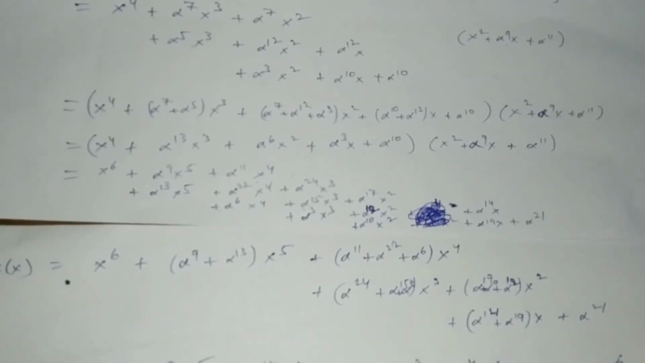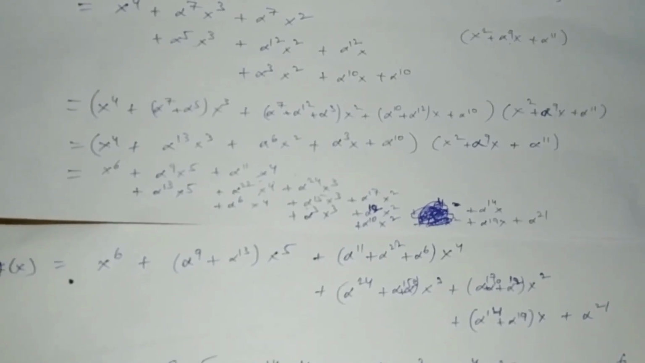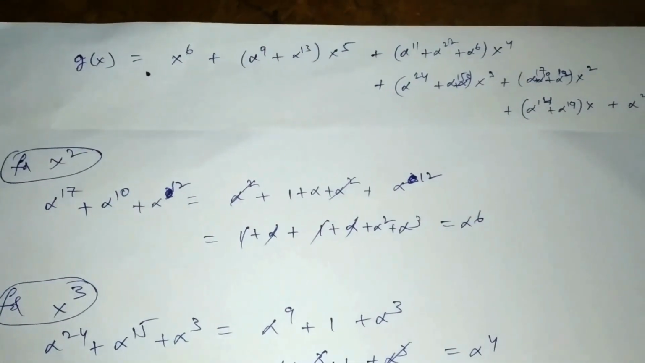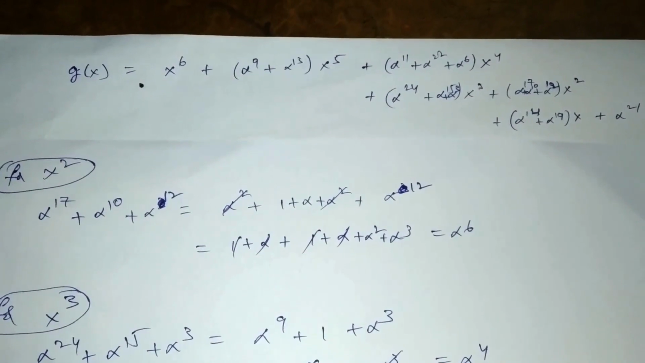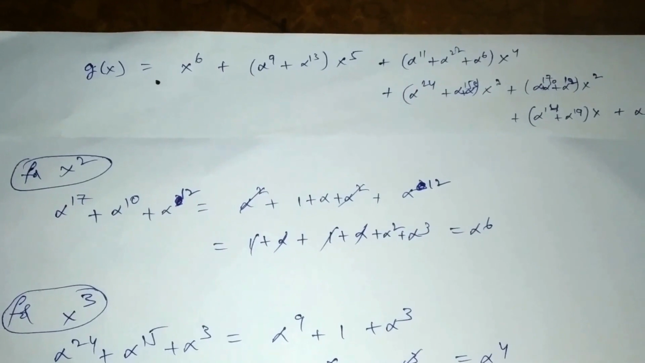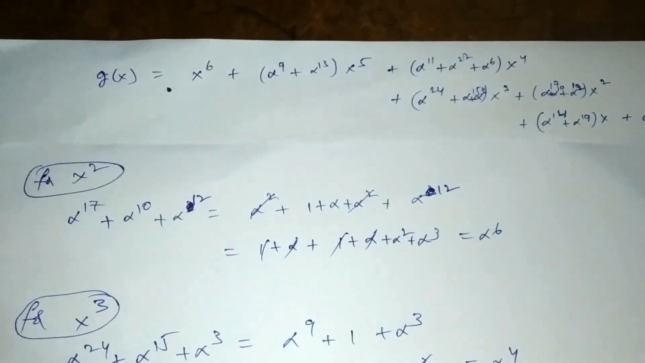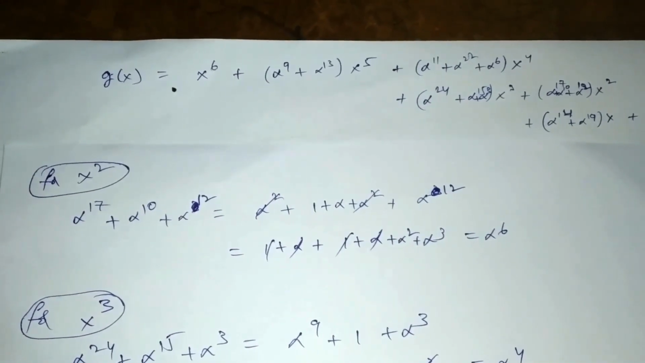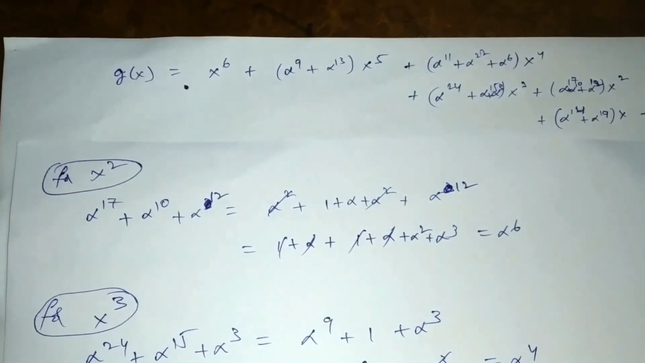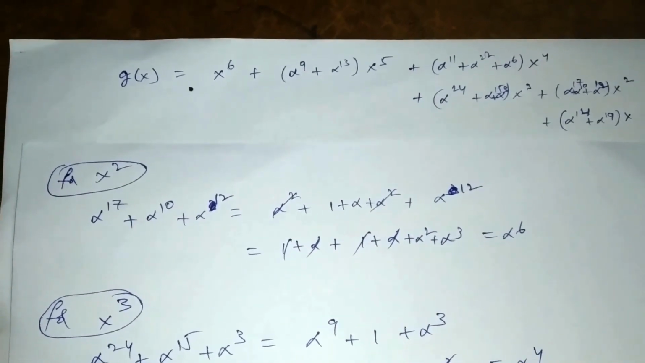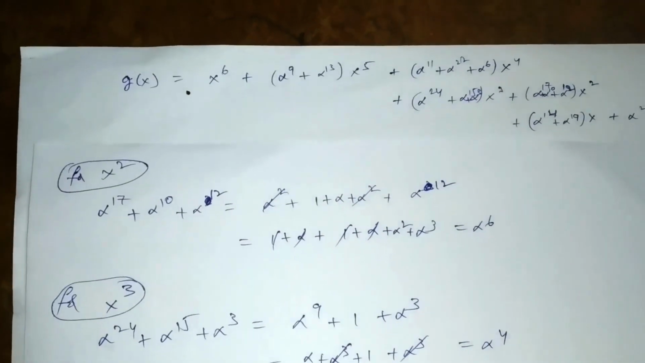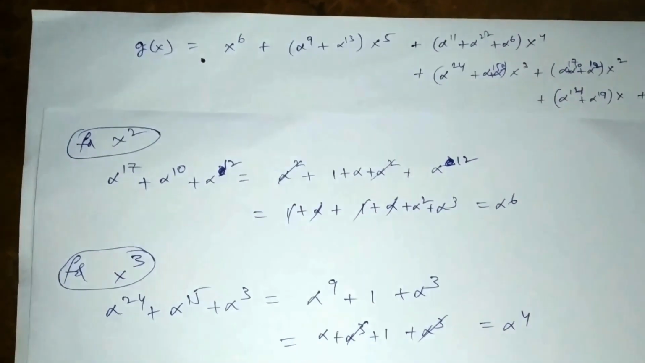Now these terms are simplified. For x square, the coefficient is alpha power 17 plus alpha power 10 plus alpha power 12. That can be simplified according to the table: alpha power 17 is nothing but alpha square, because alpha power 15 is 1. Alpha power 10 is 1 plus alpha square, and alpha power 12 is alpha square plus alpha cube. Now it can be simplified as alpha power 6.